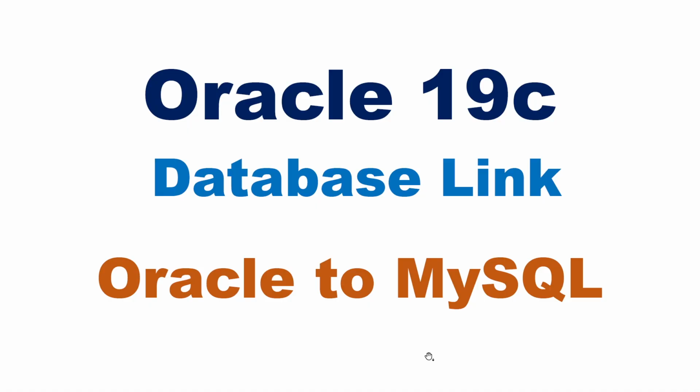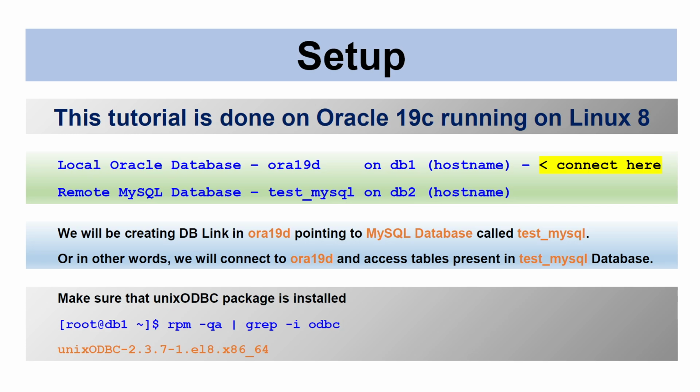Hello all, in this particular tutorial we will learn how to set up the database link from Oracle to MySQL. This tutorial is done on Oracle 19c running on Linux 8. I got a local Oracle database called Aura19d hosted on DB1. I got a remote MySQL database called test_MySQL hosted on DB2.